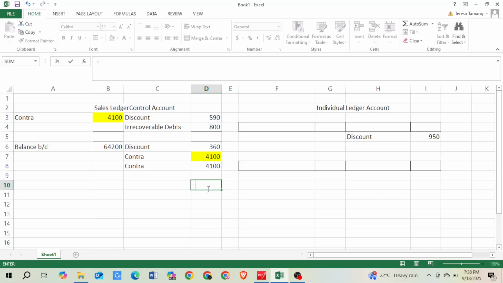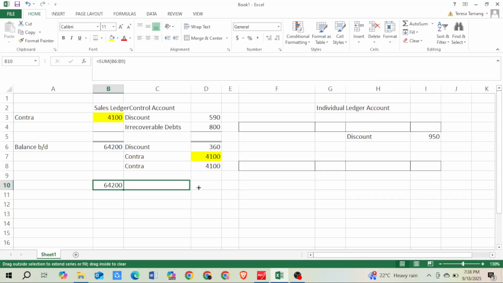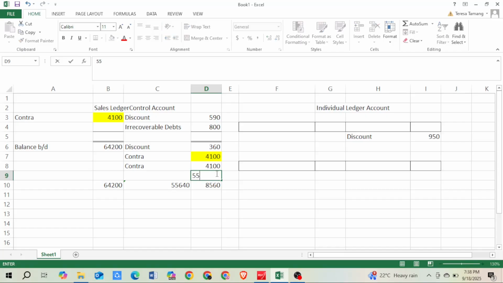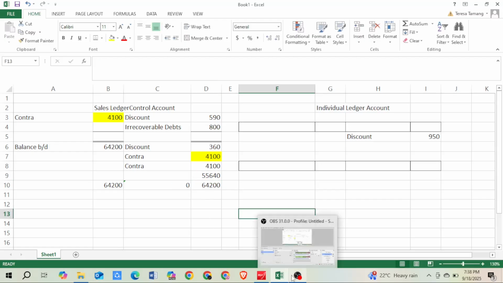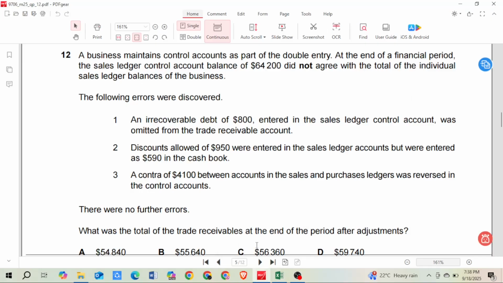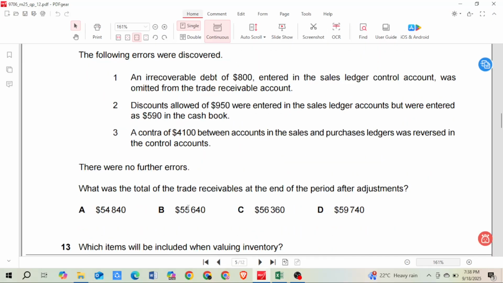Now this is the whole process of this particular question. So let's find out the total. Sorry, the total on this side first, because that is heavier. And the total is still 64,000. I'm just doing this so that I can do drag and drop. The difference out here is this minus this. This would be our new total. Okay, so 55,640 is the new balance that we have. So this should be our correct answer, 55,640. 55,640 is our correct answer, B.